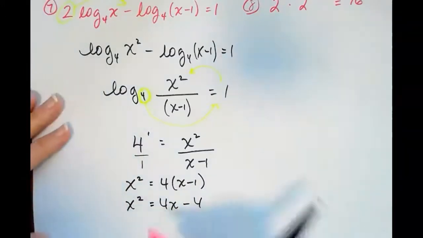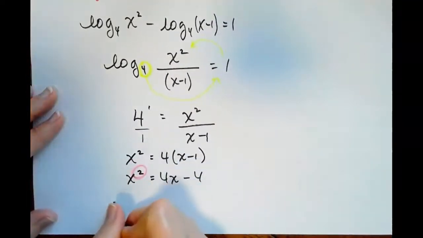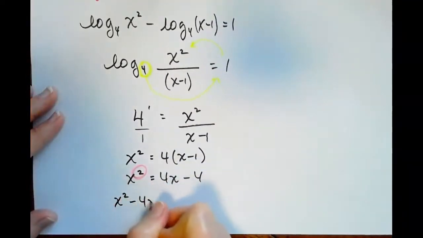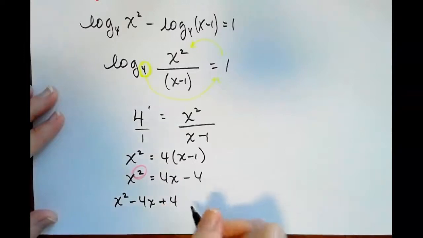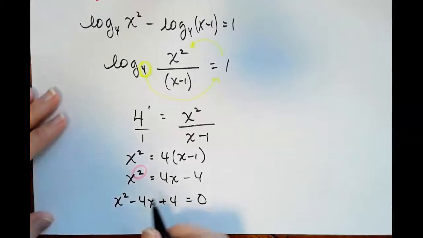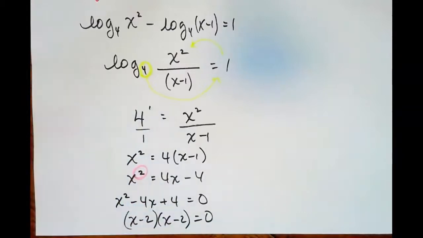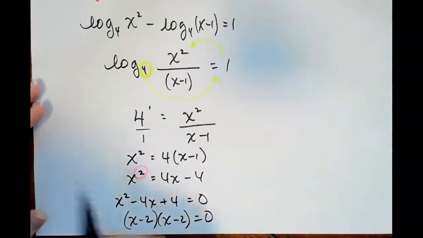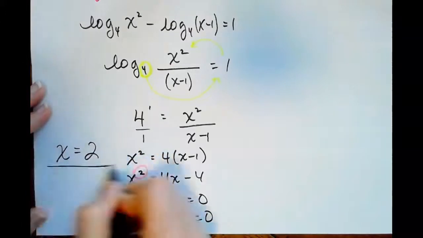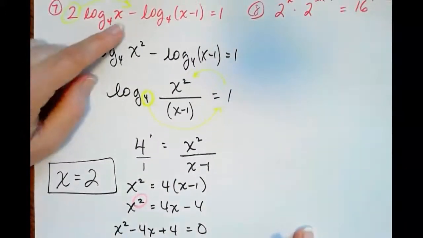And once again, because this is quadratic, let's set it equal to 0. So x squared minus 4x plus 4 equals 0. This is a perfect square trinomial that can easily be factored to x minus 2 times x minus 2. And of course, if x minus 2 times x minus 2 equals 0, then x is only 2. And that is a wonderful answer because it's positive.